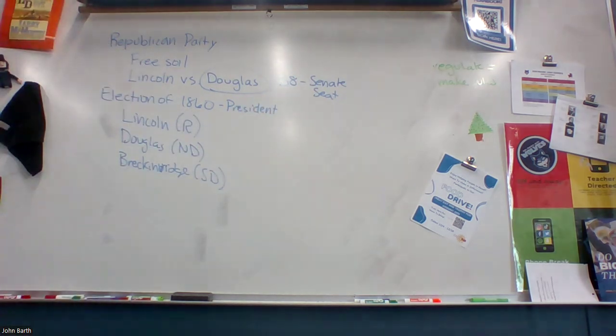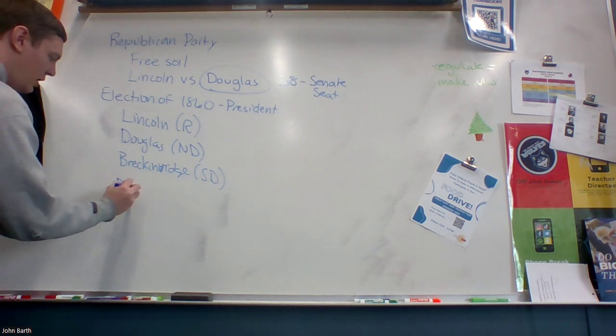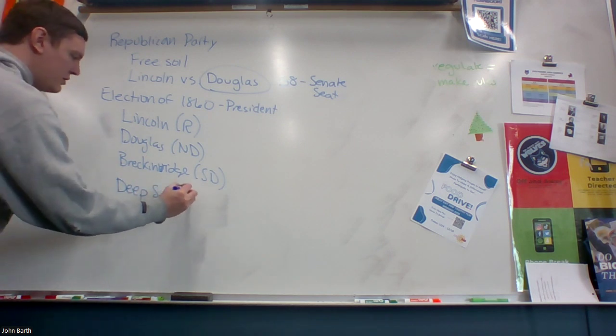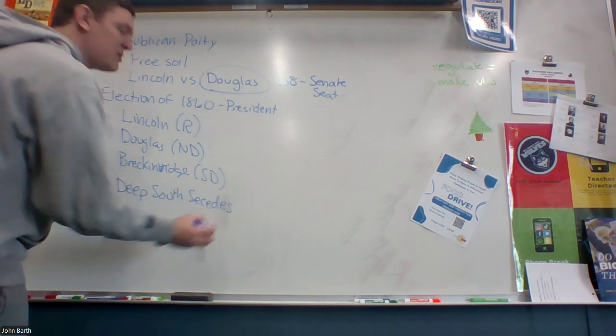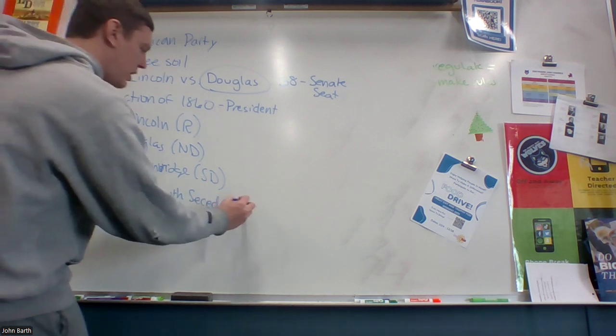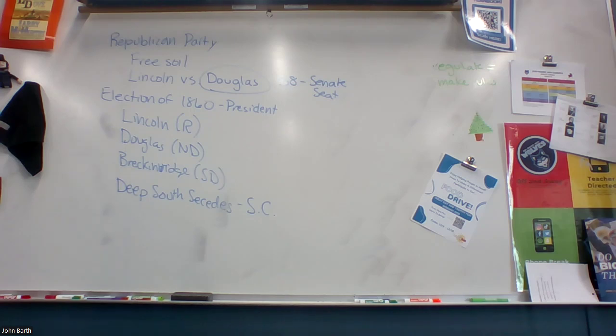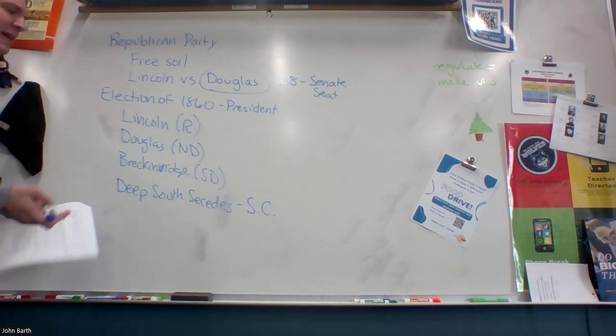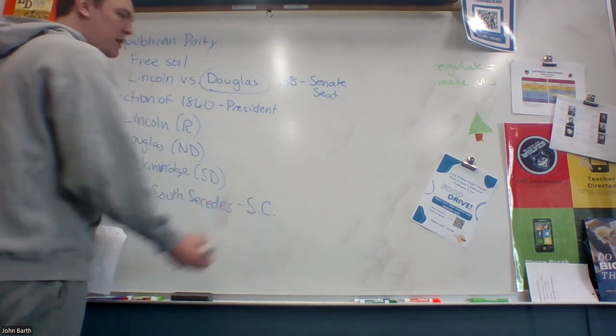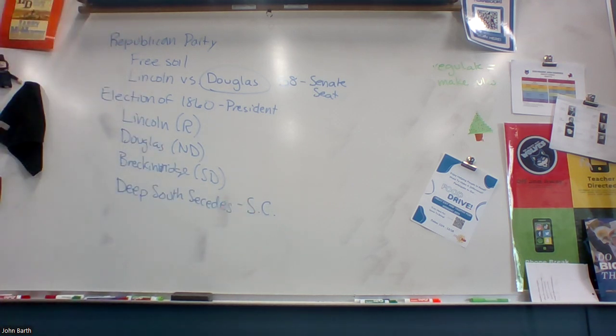Okay, so once Lincoln is elected, what does the Deep South do? The Deep South secedes. Remember the first state to secede? South Carolina. They feel like Lincoln is going to attack and end slavery, even though he repeatedly says, I'm not doing that. I'm just trying to stop the spread of slavery in the territories. They don't trust him. They think he's an extremist and a radical. And so they secede. So do all the deep southern states.